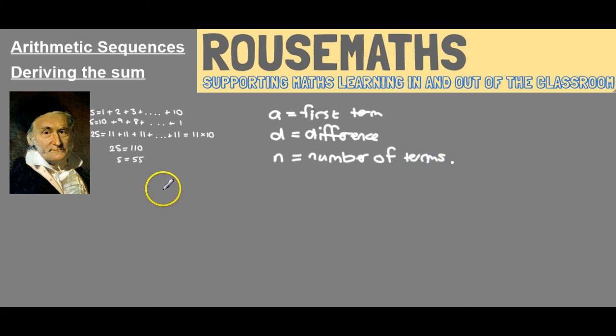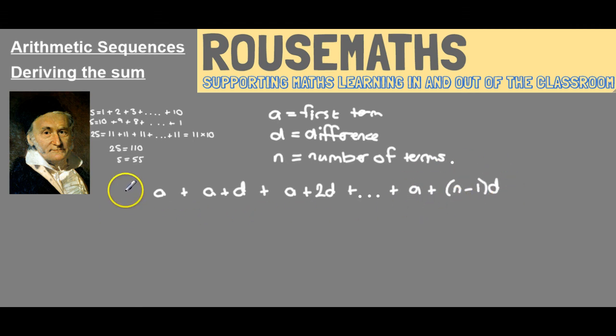So if we take Gauss's approach and take our sequence, which will be a, the second term will be a plus d, the third term will be a plus 2 lots of d, and this carries on up until you get to a plus n minus 1 lots of d. The reason it's n minus 1 is that the second term has 1 lot of d, the third term has 2 lots of d, and so on. So the nth term will have 1 less than n lots of d. So there's our sum.